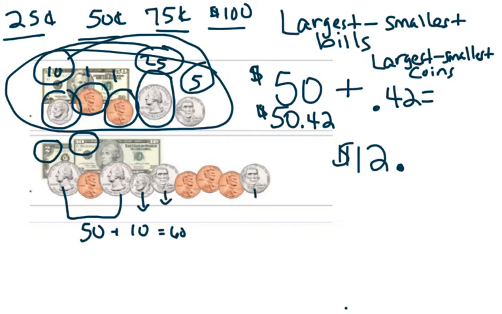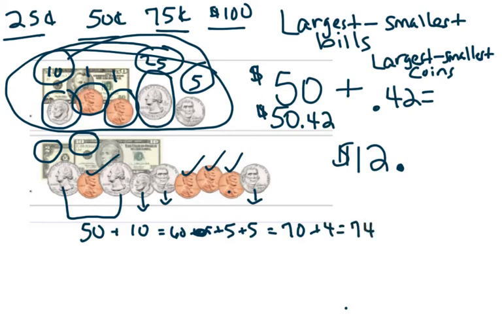Then we're going to count by 5s next. So you got to know how to count by 5. So we're going to count by 5 and 5 more. So 60, 65, 70. So knowing how to count by 5s and 10s and quarters is going to be important in this change. Then we have 1, 2, 3, 4 pennies. So that's going to be 74 cents. So again, I'm starting with the largest bills to the smallest bills and adding those up. And then to the largest to the smallest amount of coins, and I'm going to add those up.